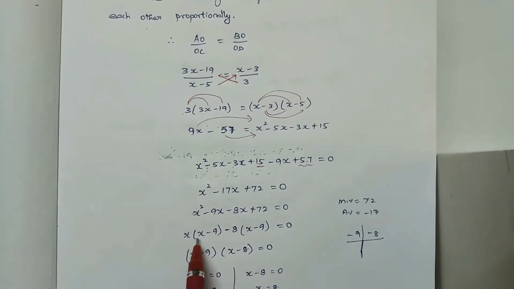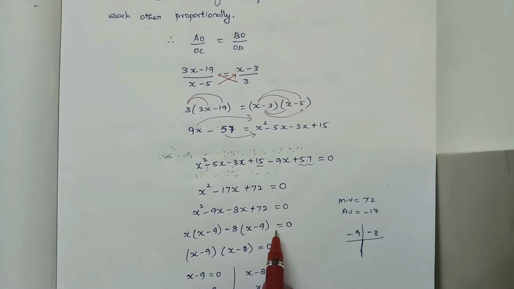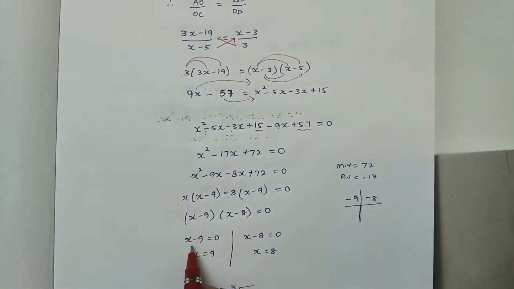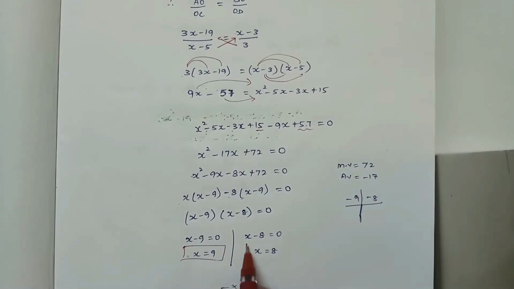X. Just take commonly outside. X minus 9. Here what is the common term? Minus 8. Just take commonly outside. Minus 8 into x minus 9 is equal to 0. So x minus 9 into x minus 8 is equal to 0. Equating with 0, x is equal to 9 and x is equal to 8.